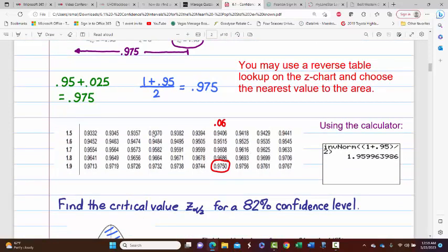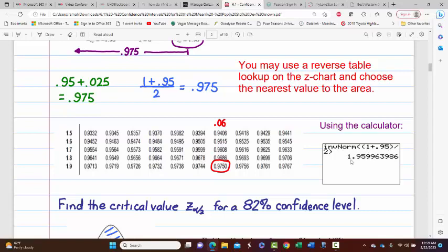Now this is using, like I said, the normal chart. I think I have it in D2L, and you would go inside here and look for the value or the closest value. That's not always going to match. You just look for the closest one, but you don't have to do it this way. If you see inside the table 975, it's in the 1.9 row and the 0.06 column. And you see the inverse norm result right here. I did inverse norm, 1 plus 0.95. See how I wrap parentheses around that?